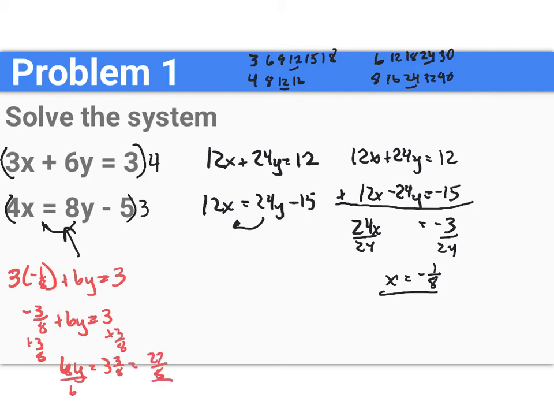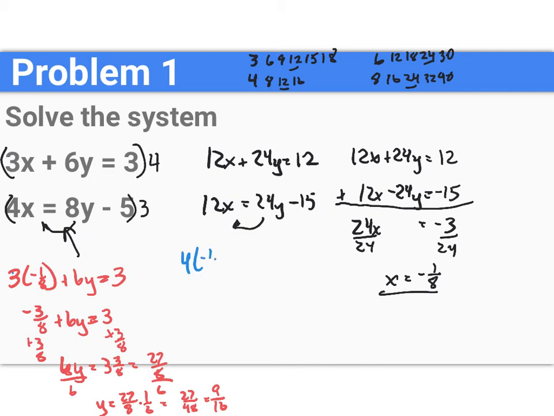Now divide both sides by 6. Y equals 27 over 8 times 1 over 6 equals 27 over 48. Divide by 3 over 3, which gives me 9 over 16. And I can't divide that any further. Okay, so we got 9/16. Let us see what the other equation gives us.